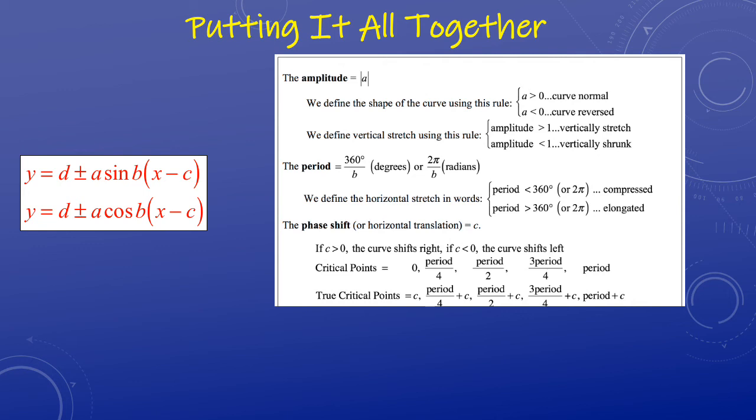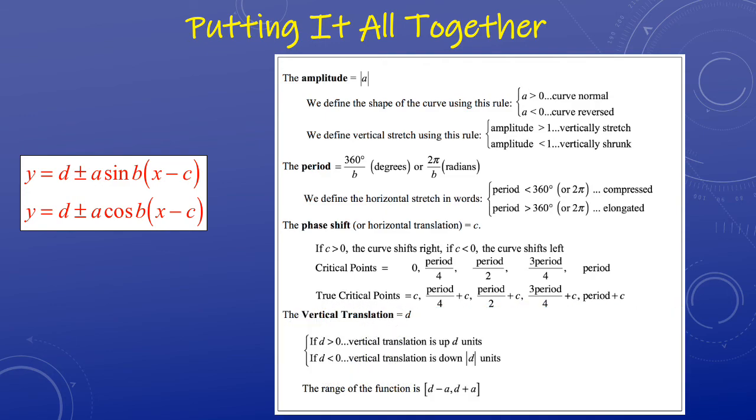So the critical points are 0, 1/4 the period, 1/2 the period, 3/4 of the period, and the period. And therefore, the true critical points will add on the value of c. So it's c, 1/4 the period plus c, 1/2 the period plus c, 3/4 the period plus c, and the period plus c. Finally, the variable d.